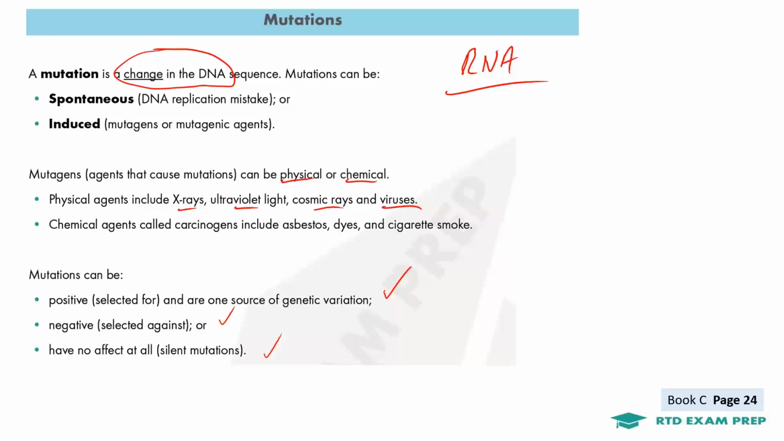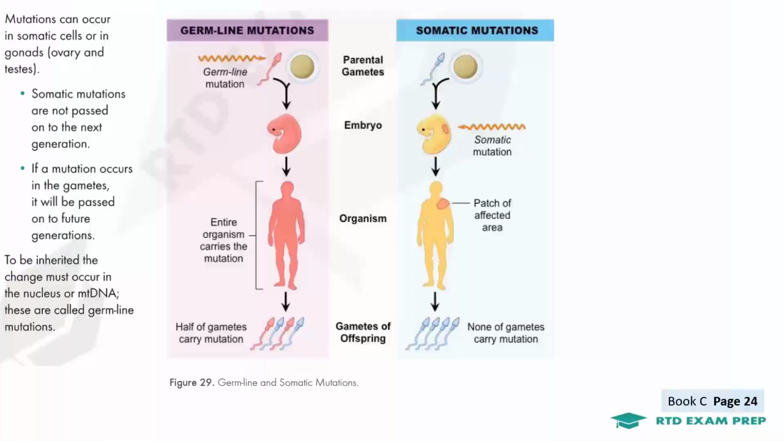So there's 3 types of mutations. There's 2 types of mutations that we're going to talk about: germline mutations and somatic mutations. And I'm just going to put a star by germline as being the most significant because they can be passed on to the next generations.